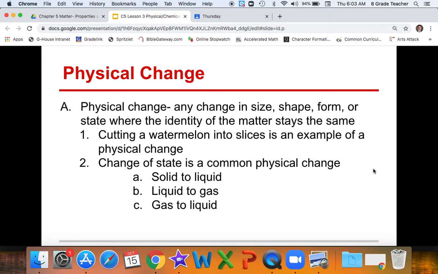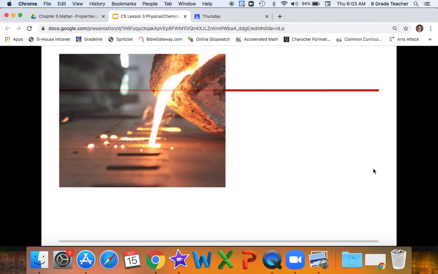Here's a couple examples that align with what's on the bottom of page 144. Here you've got metal.